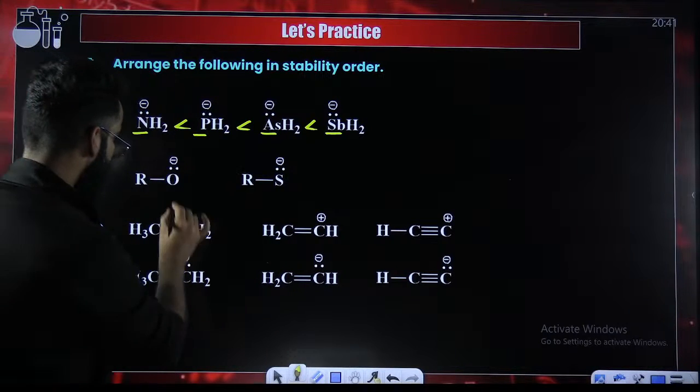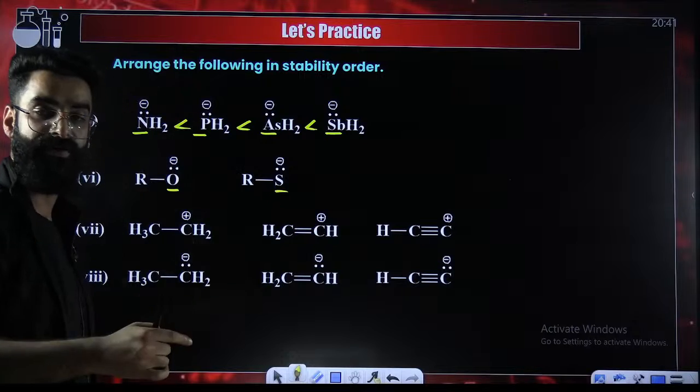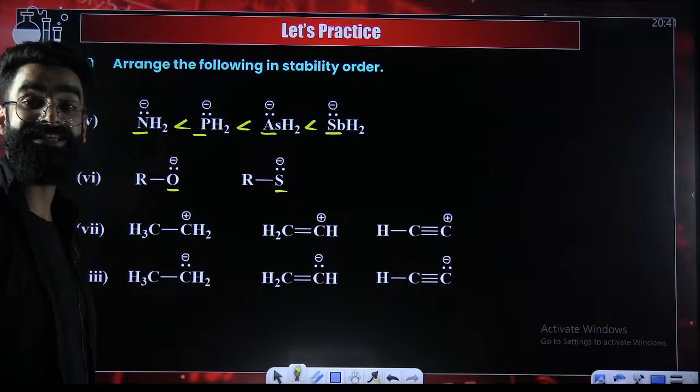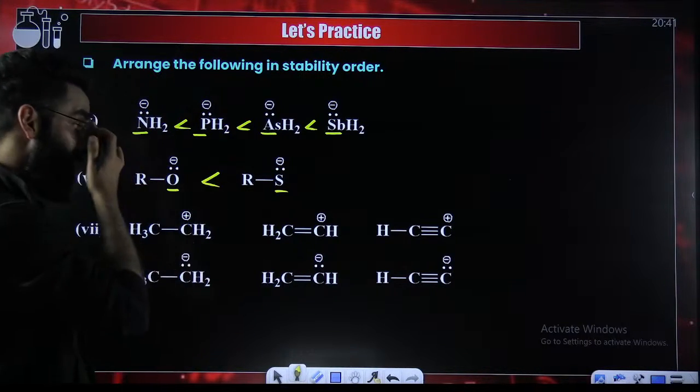Right, people? Similarly, oxygen carrying negative, sulfur carrying negative. Oxygen, sulfur. Same group. More size, less VCD, more stability. So this is the stability order.